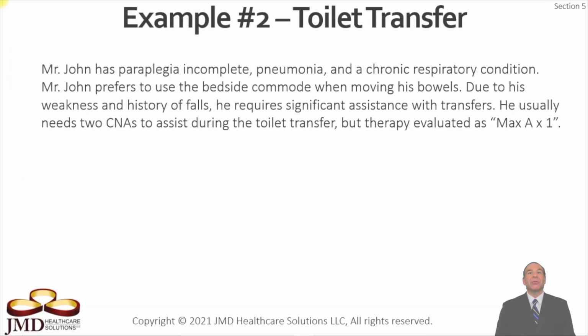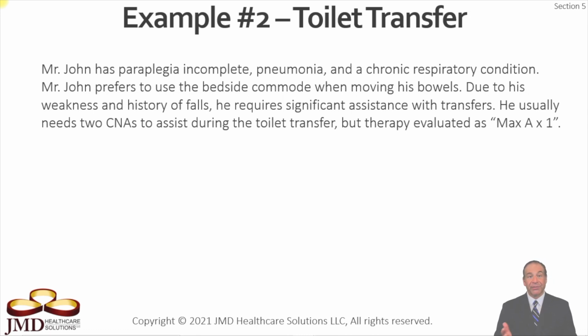All right, number 2, a toilet transfer. John has paraplegia incomplete, pneumonia, and chronic respiratory condition. John prefers to use the bedside commode when moving his bowels. Due to weakness and history of falls, he requires significant assistance with transfers. He usually needs 2 CNAs to assist during the toilet transfer. But when you look at the therapy evaluation, therapy evaluated him at max assist of 1.